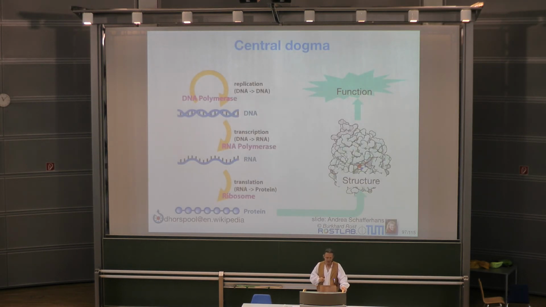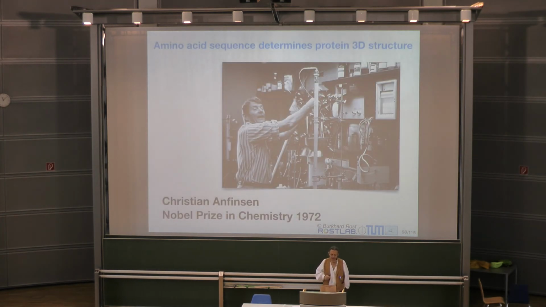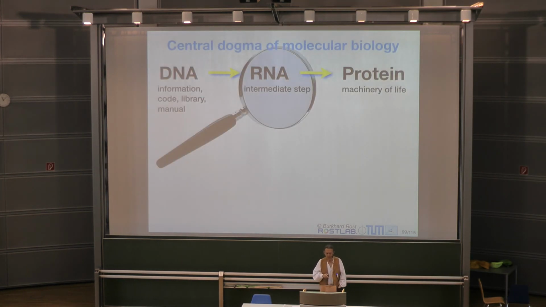That gets us back to the central dogma again. Sequence leads to structure, leads to function. And in fact, Christian Anfinsen is the one who got the Nobel Prize for actually showing that sequence leads to structure. The same sequence always leads to the same three-dimensional structure. If that is the case, then we should be able to predict protein structure.